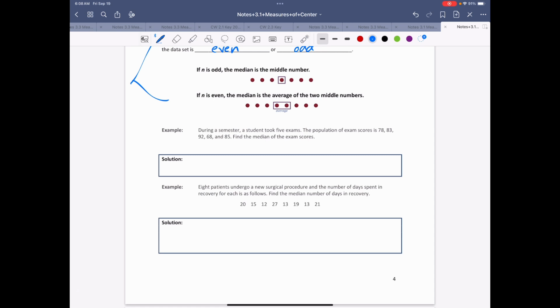During a semester, a student took 5 exams. The population of exam scores, and it gives you the population. And I want you to find the median. So what you need to do, if you find the median, and I like this way of finding it the best. It's like what you would have done back in the middle school. Put your data in order from least to greatest.